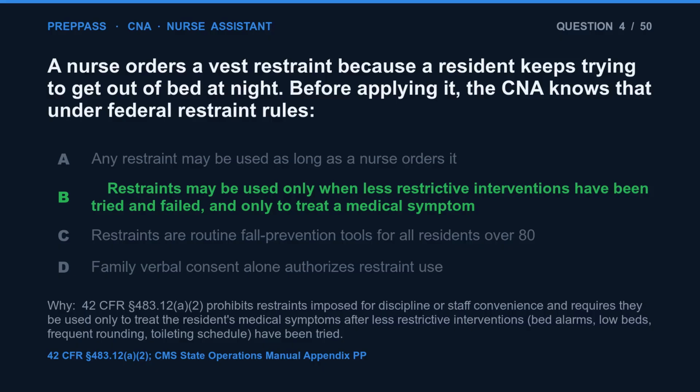The correct answer is B. 42 CFR Section 483.12(a)(2) prohibits restraints imposed for discipline or staff convenience and requires they be used only to treat the resident's medical symptoms after less restrictive interventions, such as bed alarms, low beds, frequent rounding, and toileting schedules, have been tried.